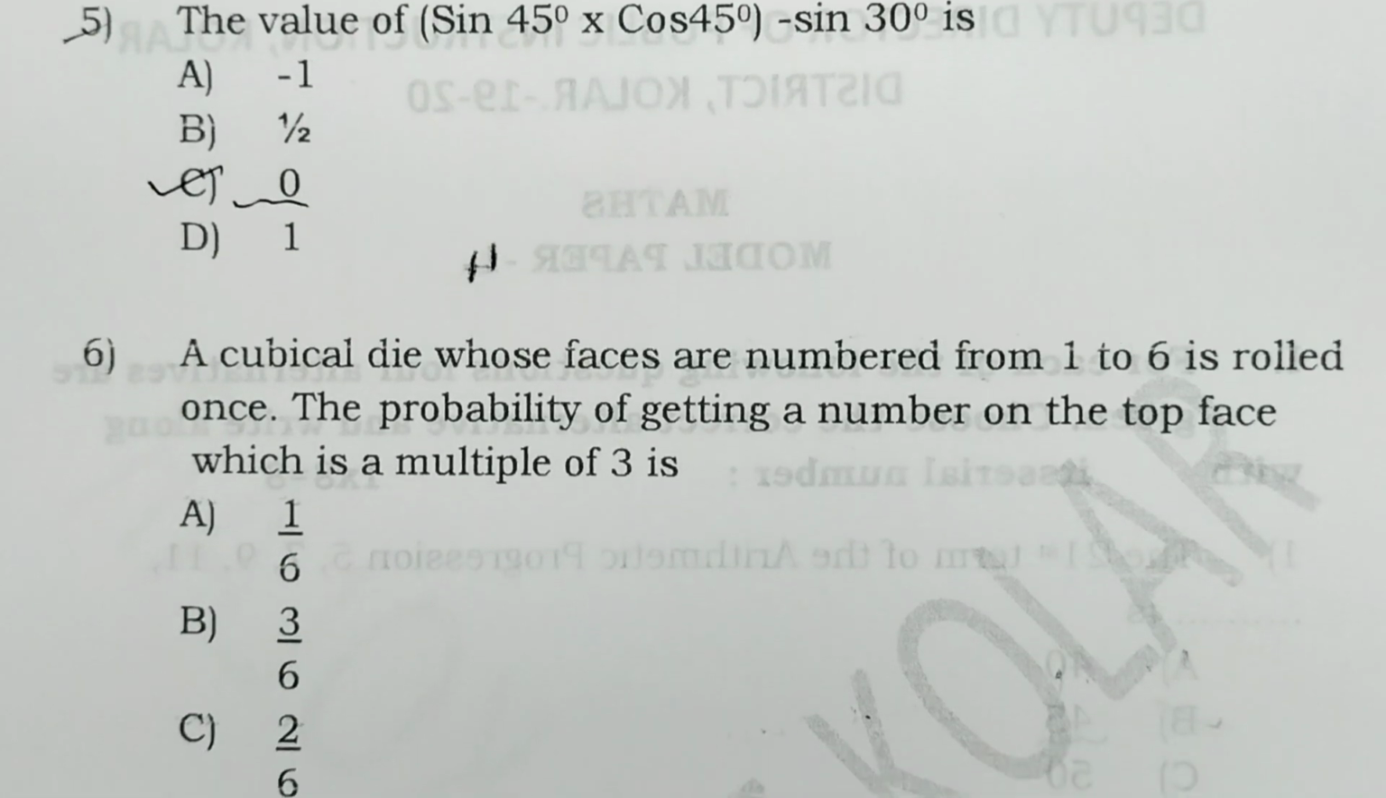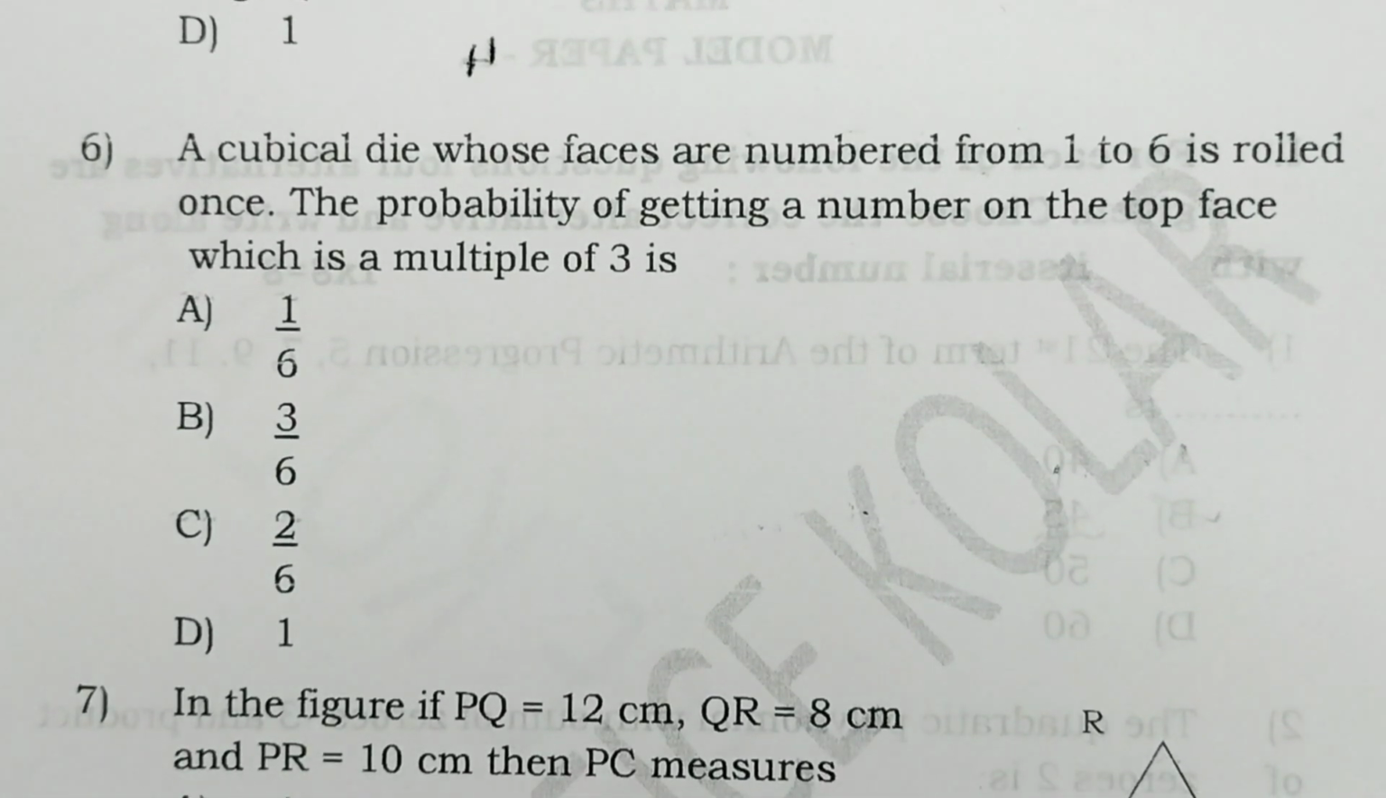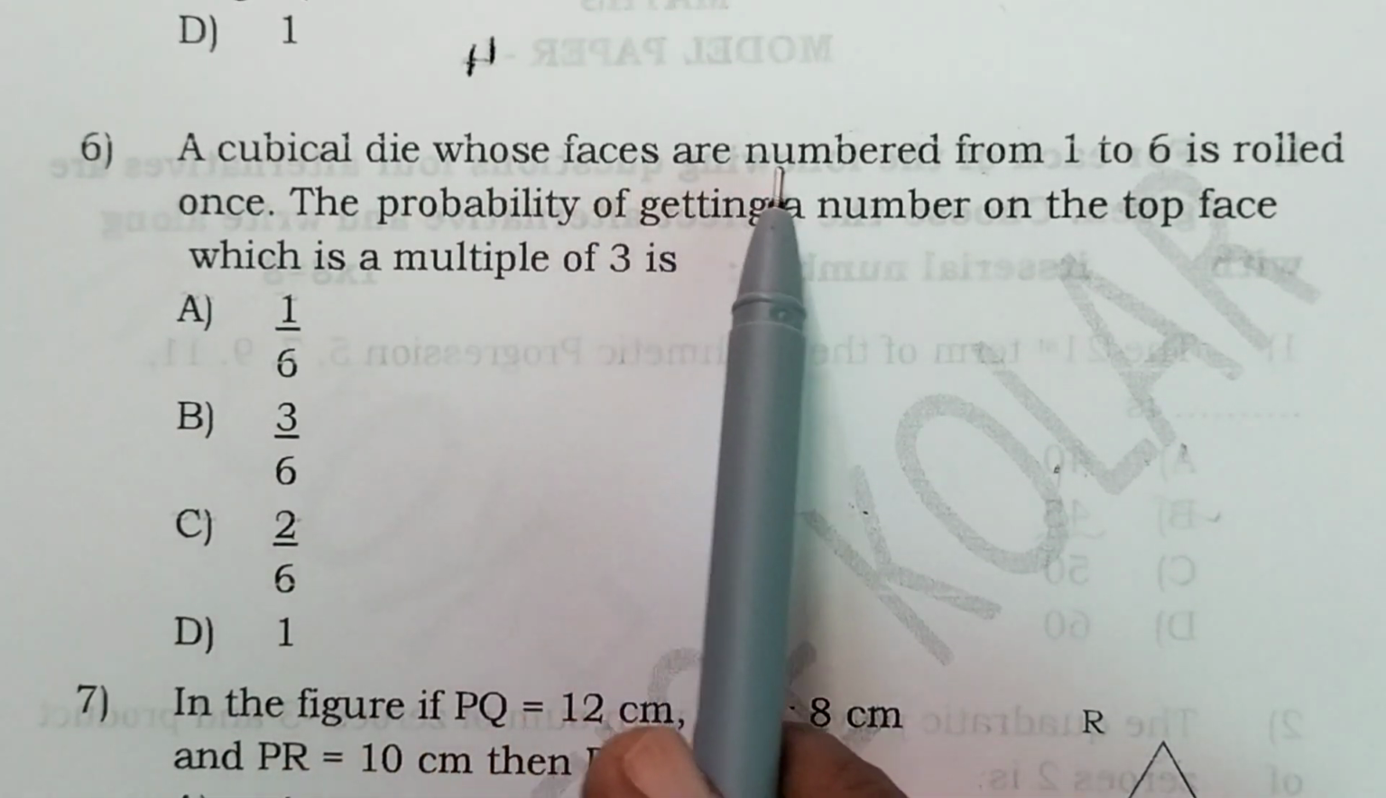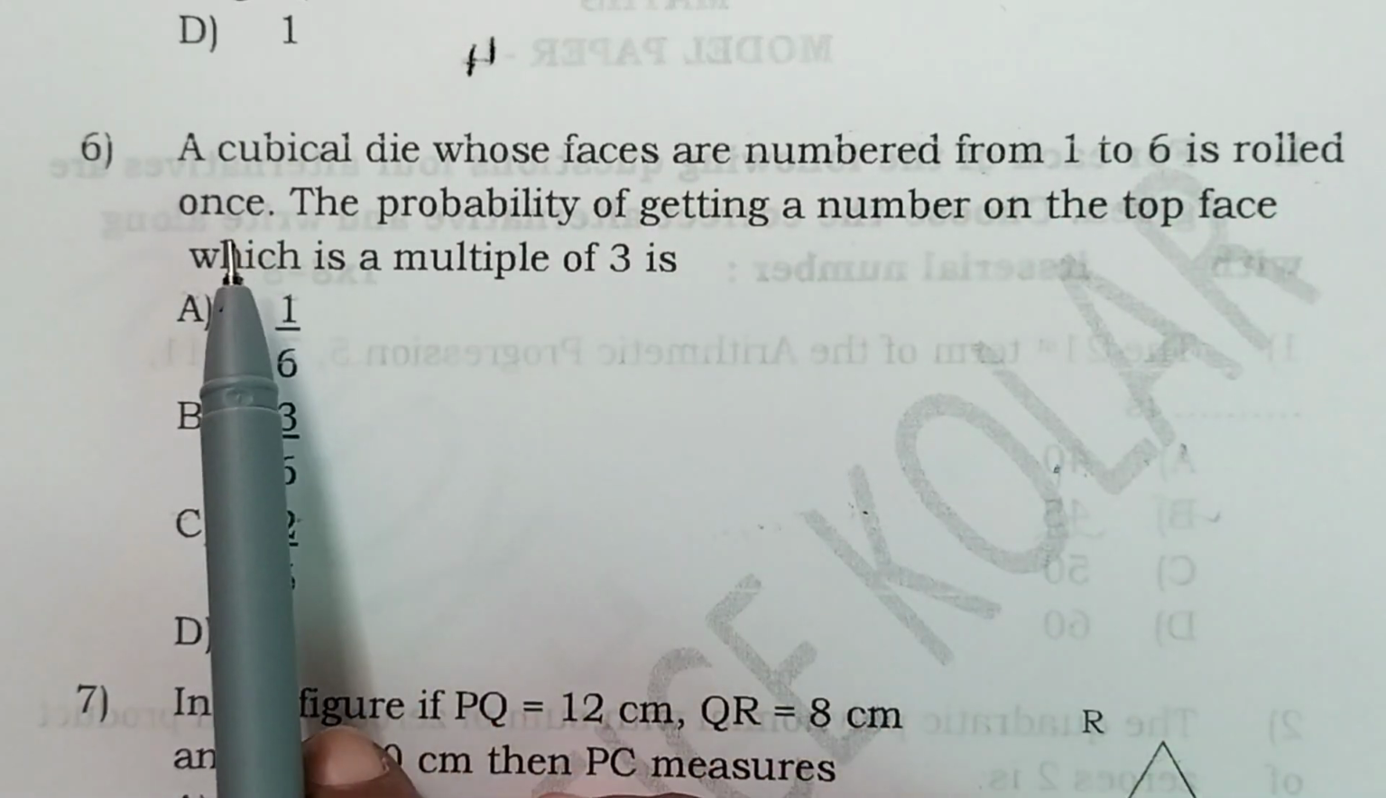Then let us answer the sixth question. A cubical die whose faces are numbered from 1 to 6 is rolled once.